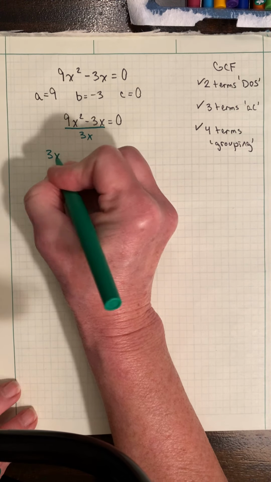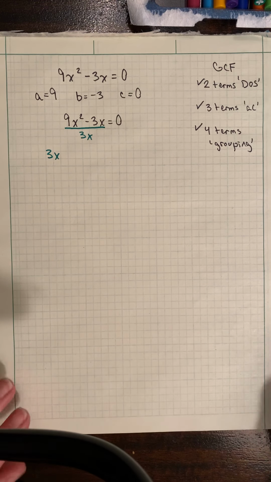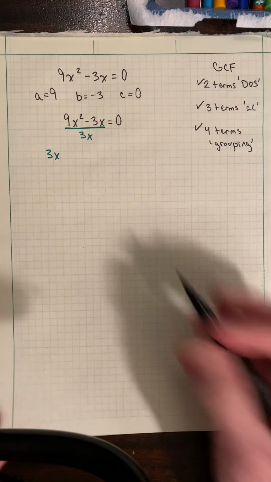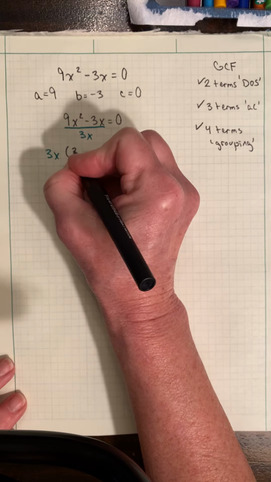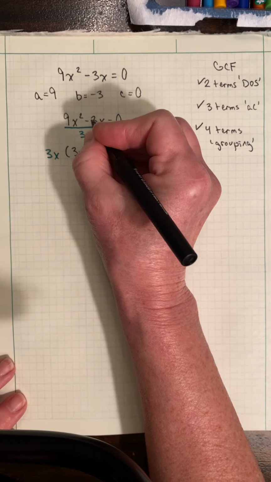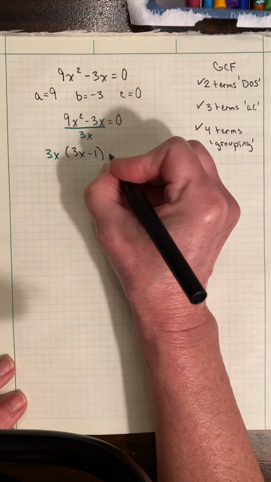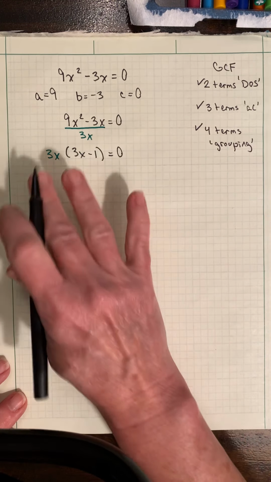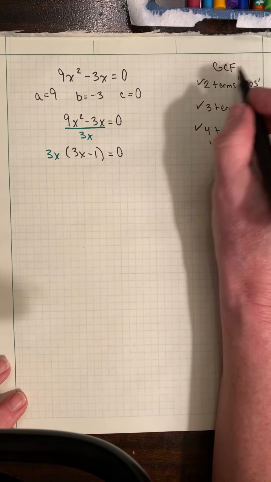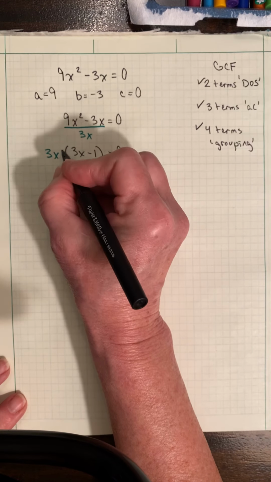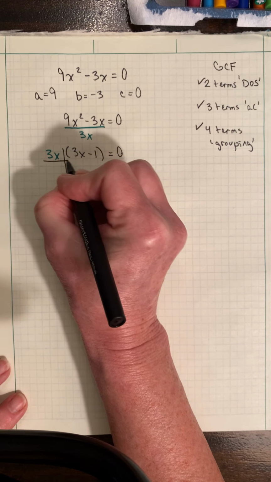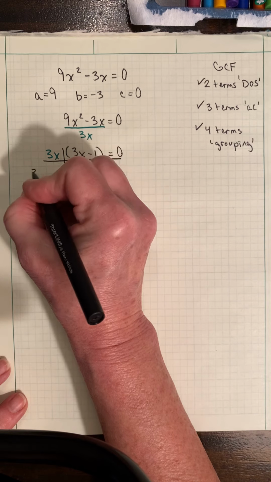I factor out a 3x, and that leaves me 3x. If I divide that out, minus, those cancel to 1. That should multiply back to the original problem. And this is completely factored. Okay, so all it was a greatest common factor. So very simple to do the factoring.